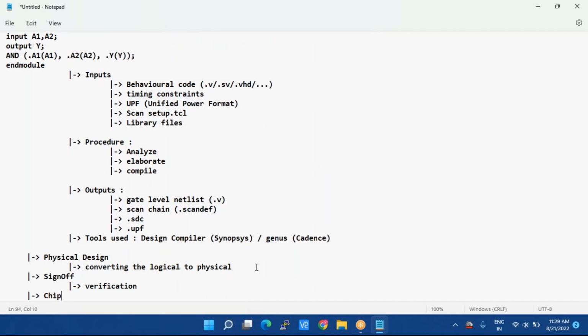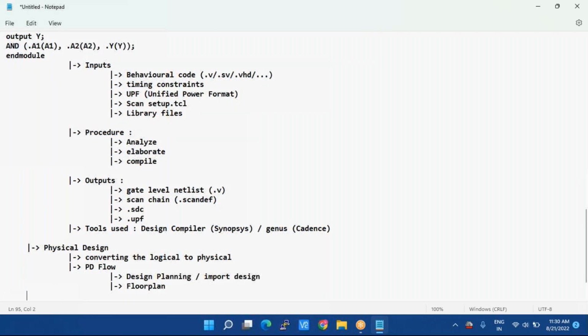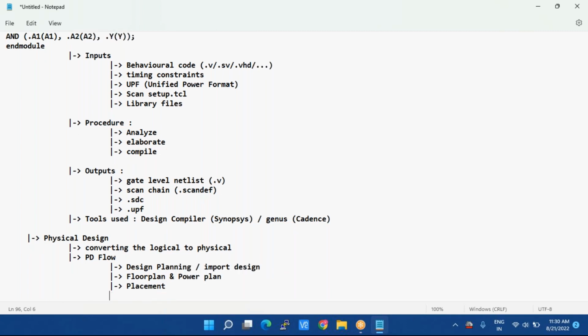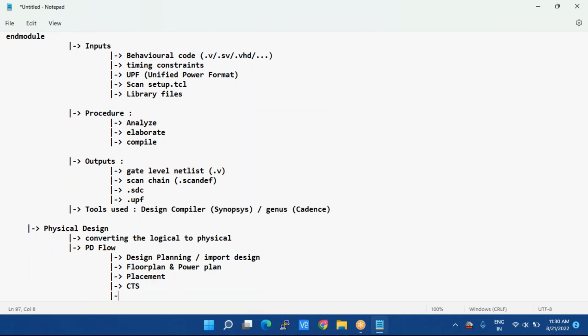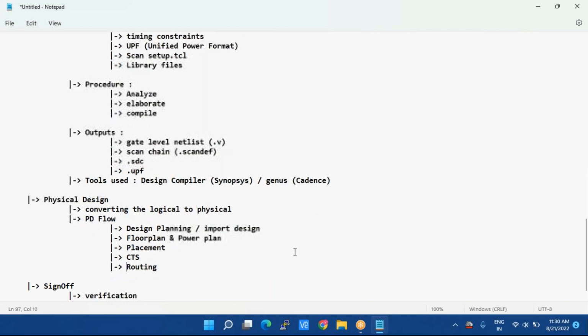Now coming to the physical design. The major part is the PD flow. In the PD flow, we will have design planning or import design. Next comes the floor plan and power plan, then placement, CTS, and route. So this is your PD flow.